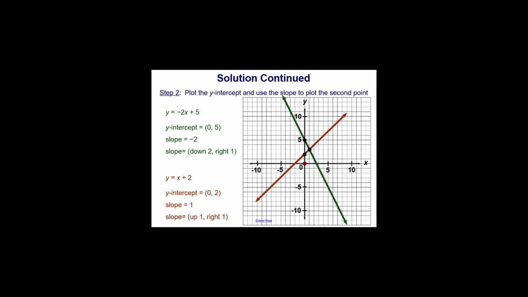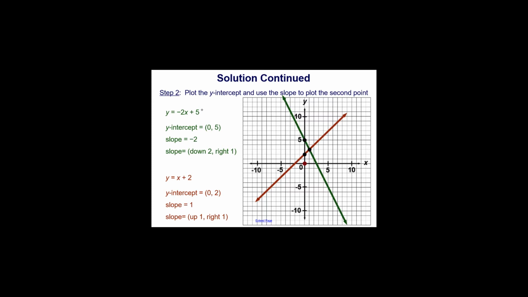The second step would then be to plot the y-intercept and use the slope to plot the second point, or as many points as you need to see that point of intersection. So because both equations are now in slope-intercept form, we can immediately see that y-intercept and the slope. The first line is graphed in green.